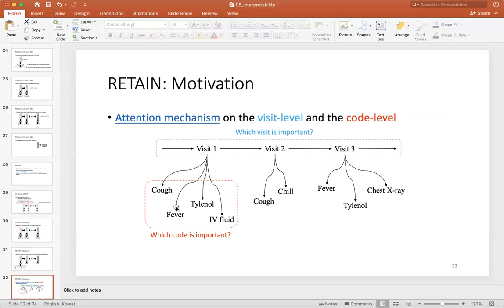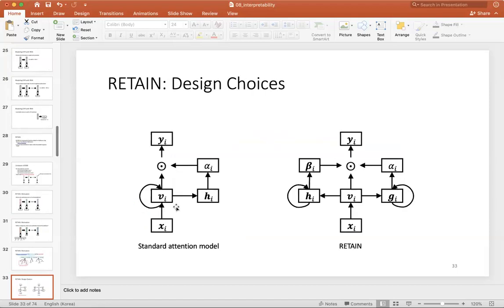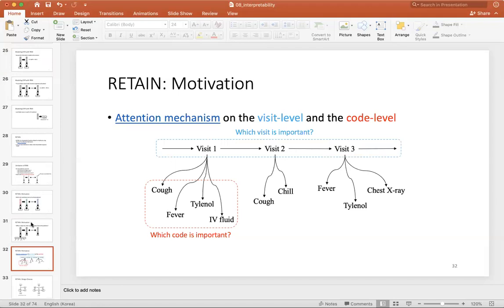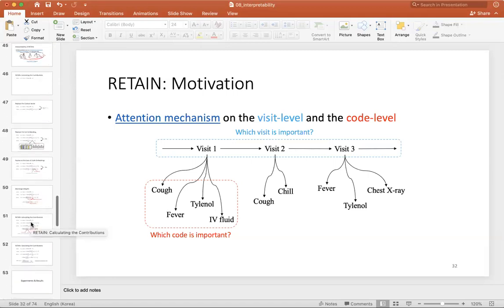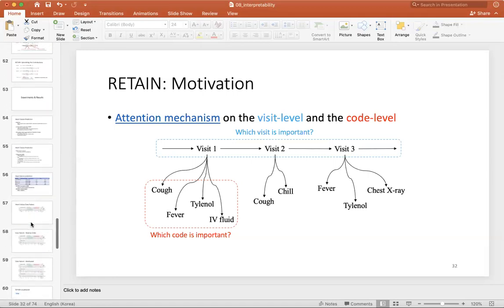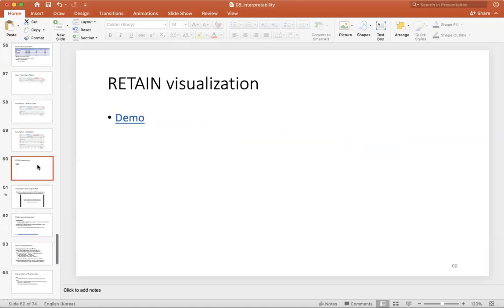All right, give me a second. Let me just pour some water. Right. Before we get into the architecture and the mathematical derivations, which is rather boring stuff, or maybe interesting for some people, we can start with an interesting demo, the end product of what we can do with RETAIN.